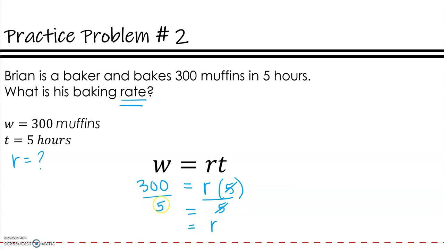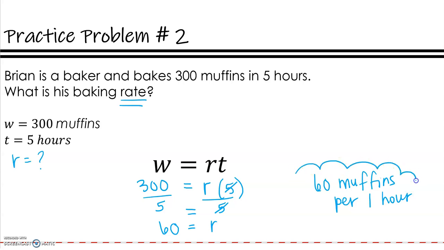And 300 divided by 5, I know that 30 divided by 5 is 6. So I'm going to add that 0. And so his rate is 60 muffins per hour, per 1 hour. That is the rate. Okay?